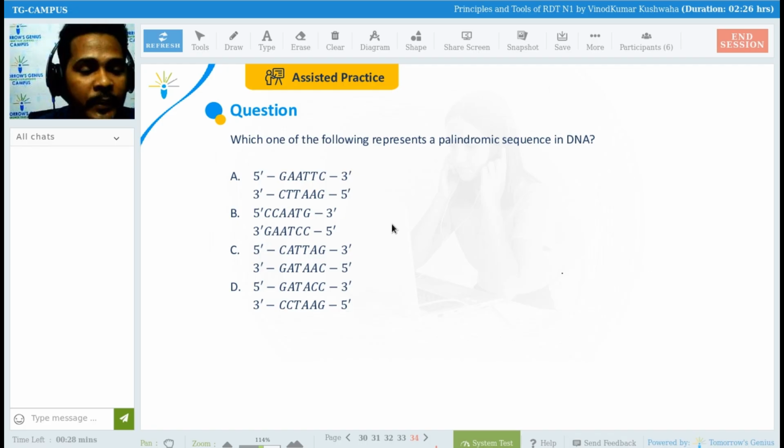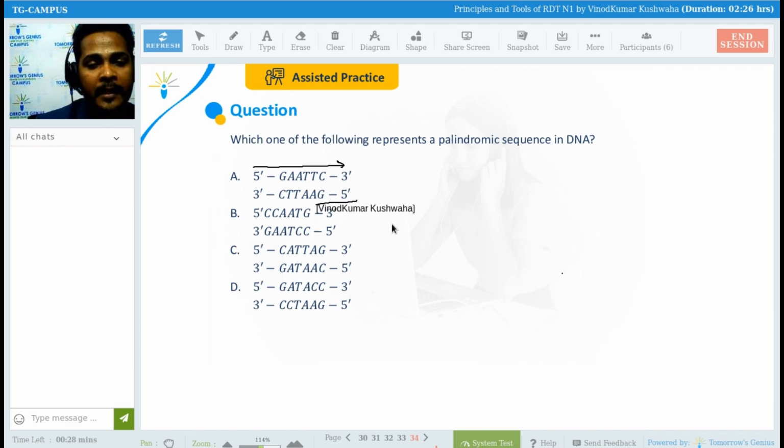Okay. So most of you responded A, and that is absolutely right, because a palindromic sequence is a sequence which you can read forward and backward. It is the same, like 5 dash GAATTC 3 dash. This is one way. When I read from this side, 5 dash GAATTC 3 dash. So this is quite matching.